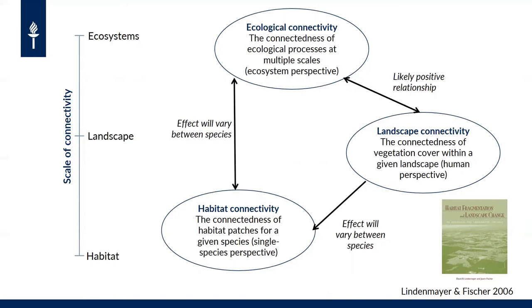Think about the boreal taiga. It is a wide forested landscape that provides habitat for a variety of species, and at the same time, the taiga forest functions as an important global storage for carbon while releasing oxygen to the atmosphere that surrounds the whole biosphere. Ecological and landscape connectivities in turn have effects on habitat connectivity.